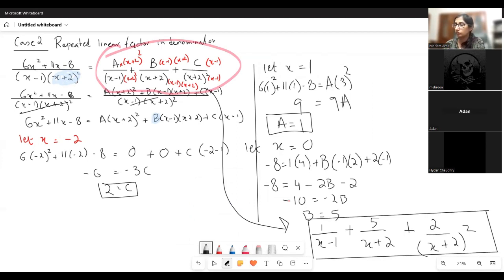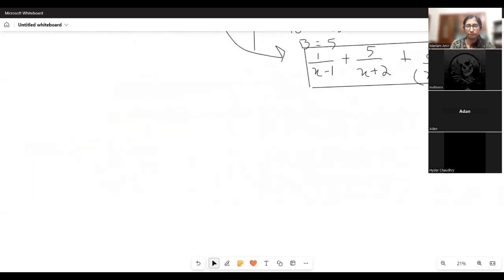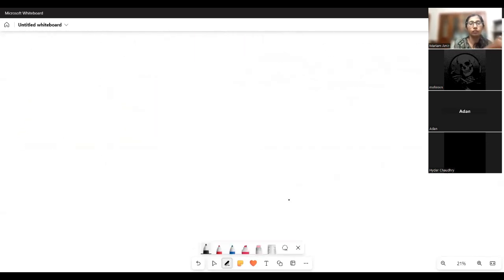Let's do case 3. In fact, let's do another example for case 2. Okay. So now we have 6 upon x cubed minus 4x squared plus 4x. So we don't see any factors in the denominator. Instead, we see a cubic expression, but the cubic expression can be factorized first.